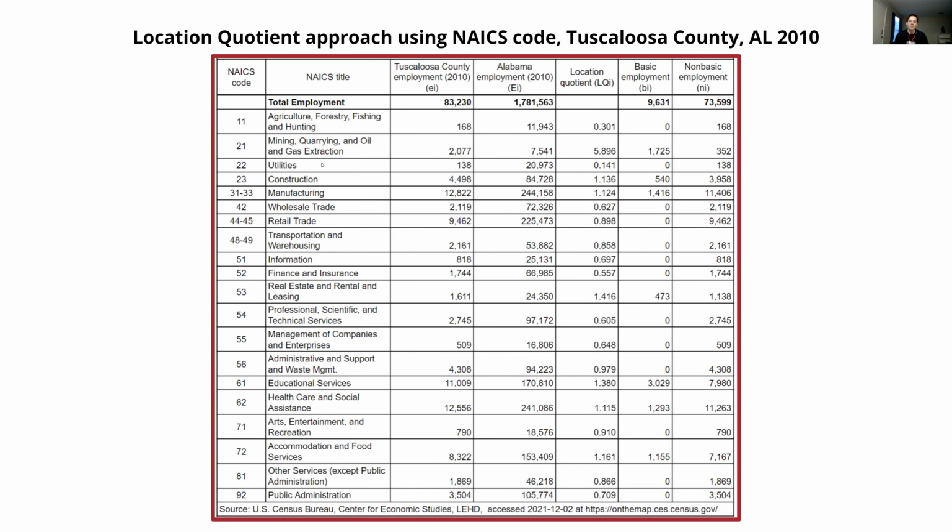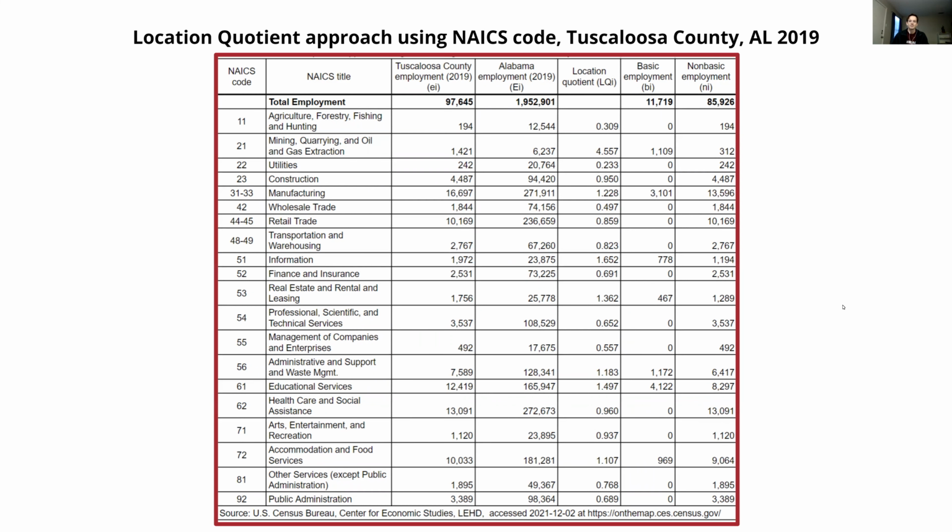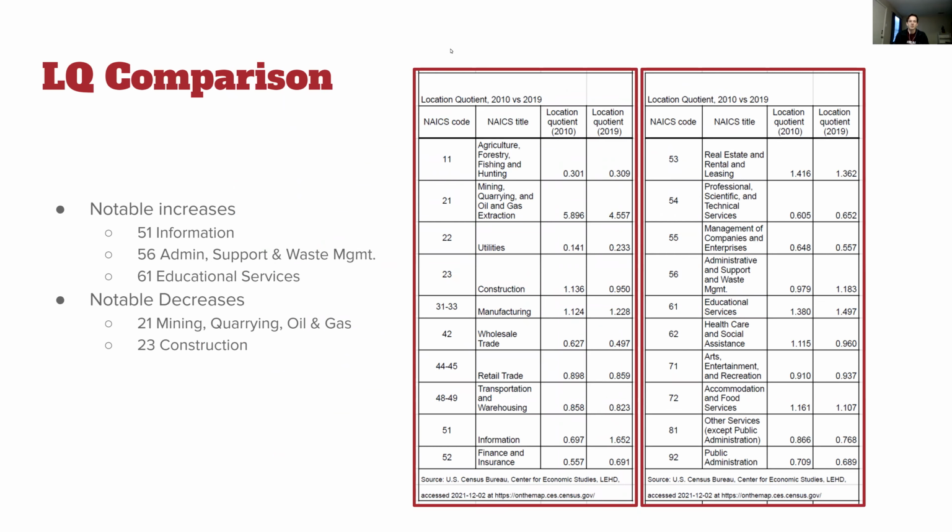Here is the location quotient and basic and non-basic employment for Tuscaloosa County in 2010. You can see it organized by the NAICS codes that are on the left. And then here's the same thing for 2019. So comparing location quotient between the two sets of data, we can see that from 2010 to 2019, Tuscaloosa gained a significant share of Alabama's information, administrative support, and waste management and educational services. It lost a significant share of mining, quarrying, oil and gas, and construction.